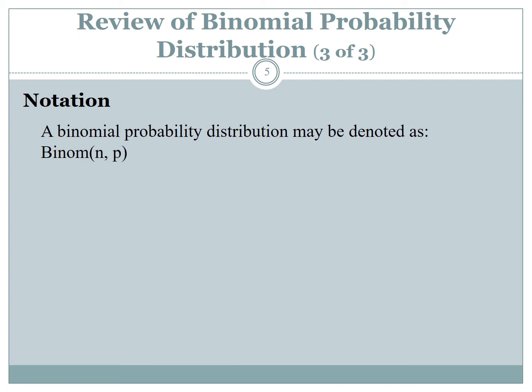By the way, the mean of the binomial distribution is n times p. So you might want to write that down. N times p is the mu, the mean, and the standard deviation is the square root of the quantity n times p times q.